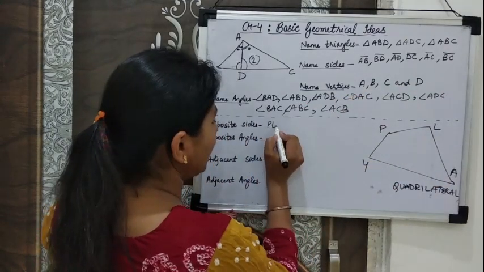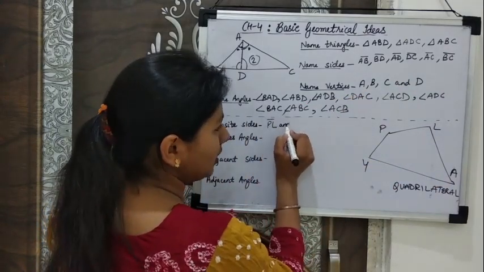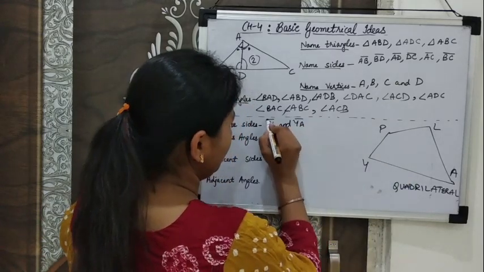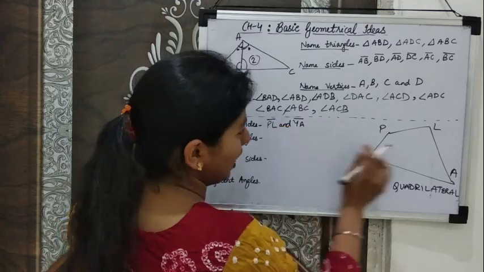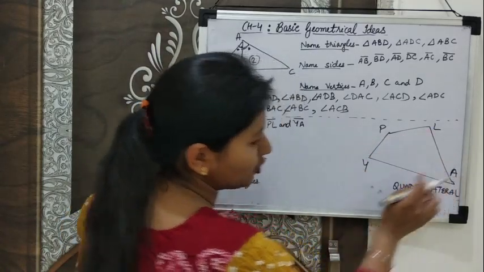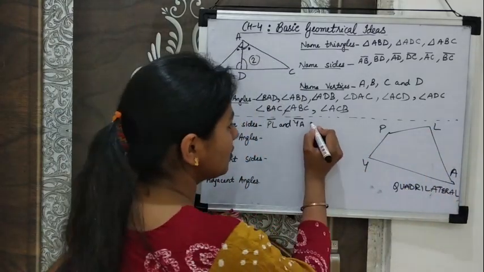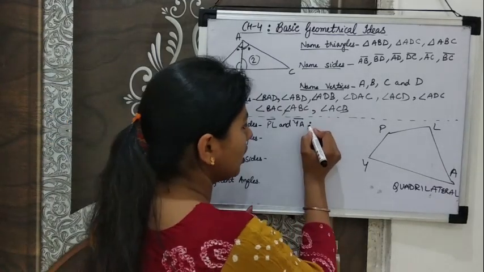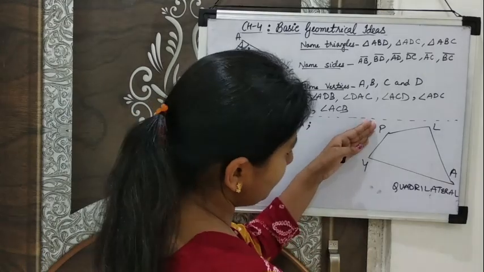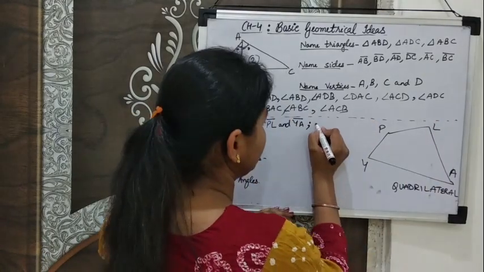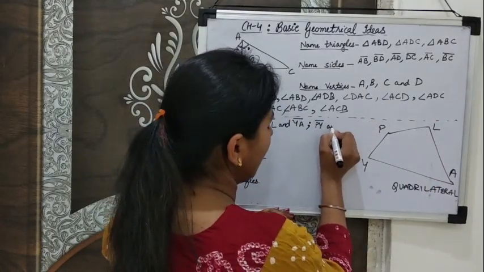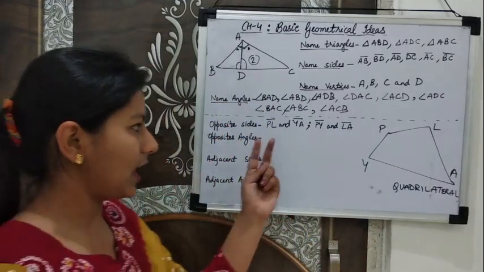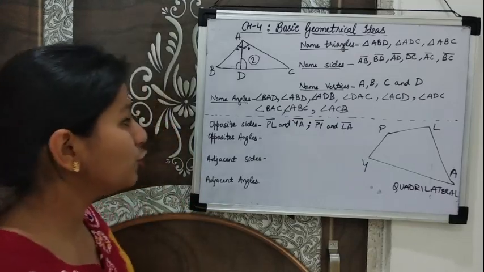So PL and YA. If I take PL from here, then from here I have to take YA. This is one pair of opposite sides. Now another pair is PY and LA. This is another pair of opposite sides, and this figure has only 2 pairs of opposite sides.